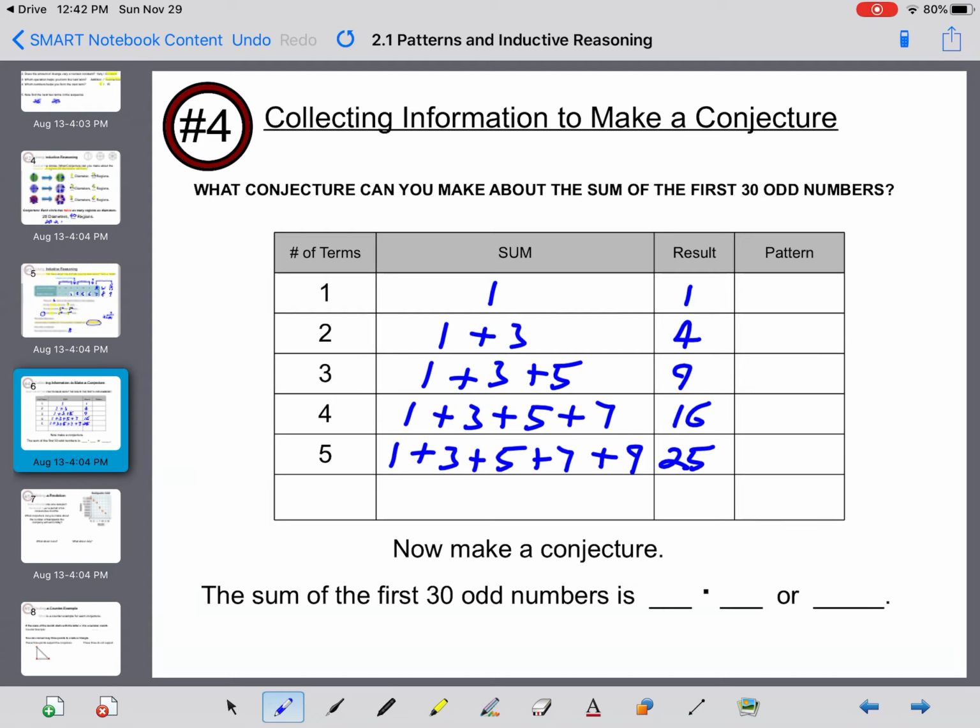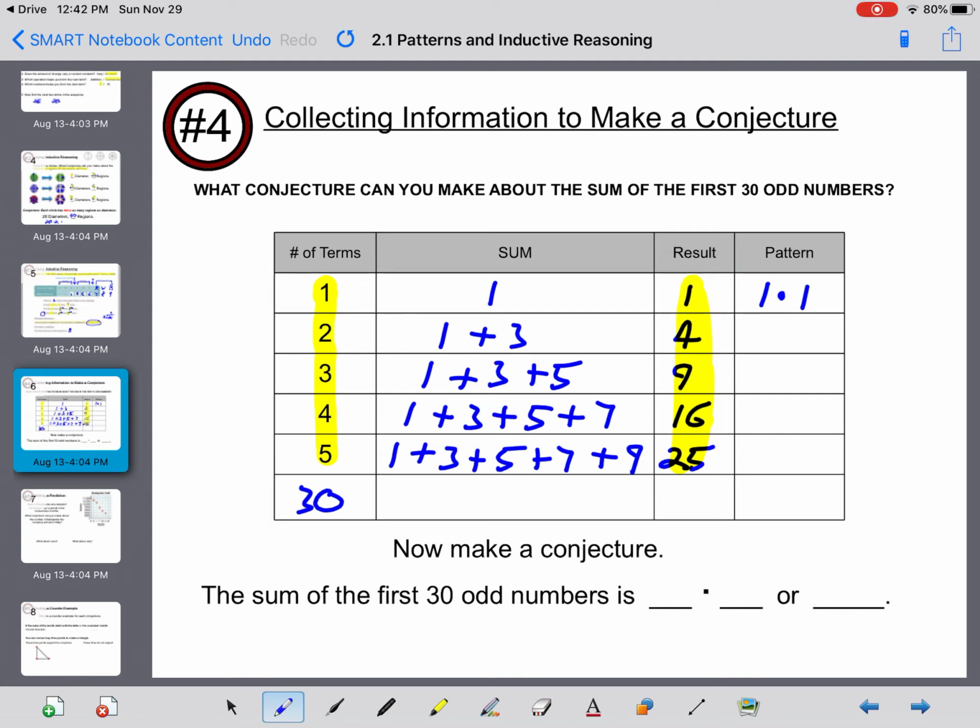Now we want to try and find 30 odd numbers all added together. Instead of writing this all out and finding the result, we need to come up with a pattern. Look at the number of terms and the result. There is a pattern there. If you notice, 1 term and the result was 1. The pattern, well, take a look.